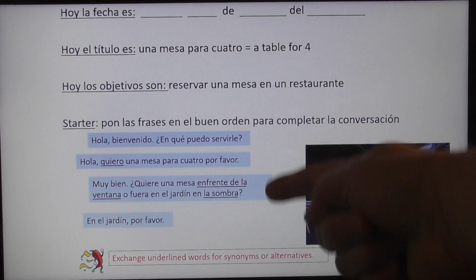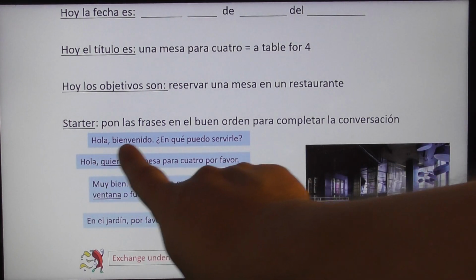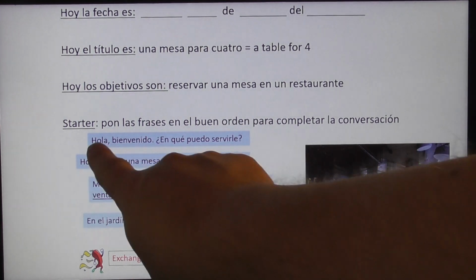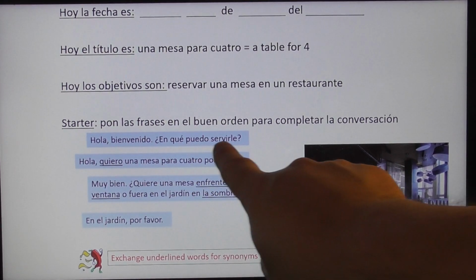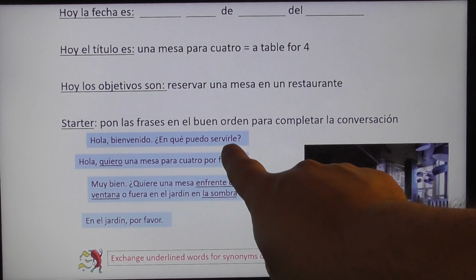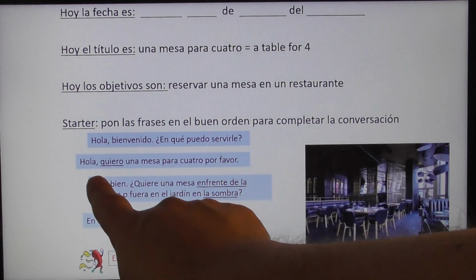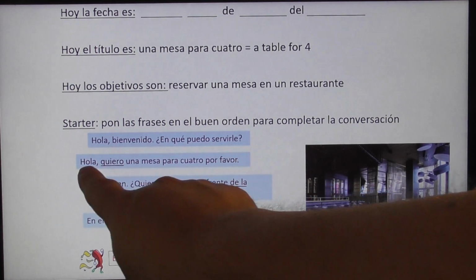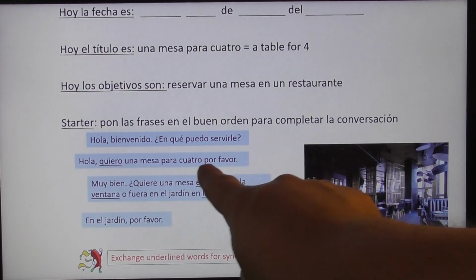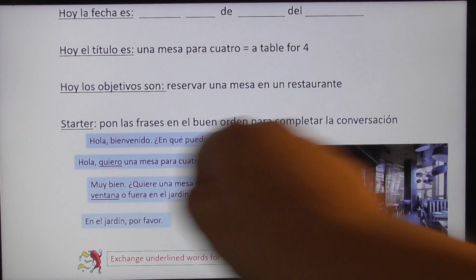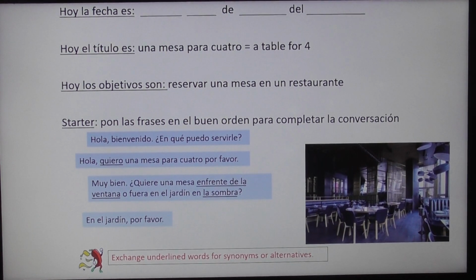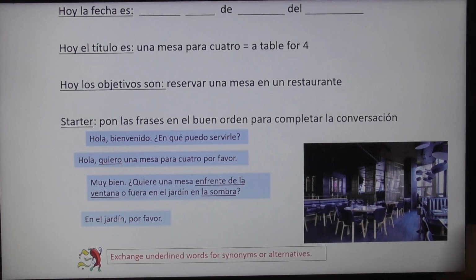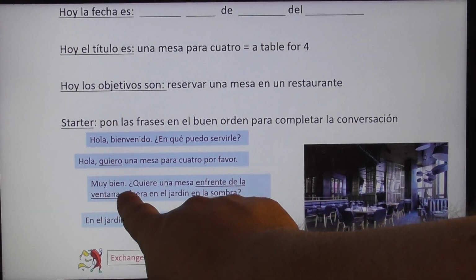In terms of this short dialogue, you should start with Hola, bienvenido, ¿en qué puedo servirle? Meaning, hello, welcome. How can I help you, or how can I be of service to you? The response, Hola, quiero una mesa para cuatro, por favor. Hello, I want a table for four, please. You might have exchanged quiero, I want, for a word like me gustaría, I would like, or quisiera, I would like. And then the answer, muy bien, very good, or very well.